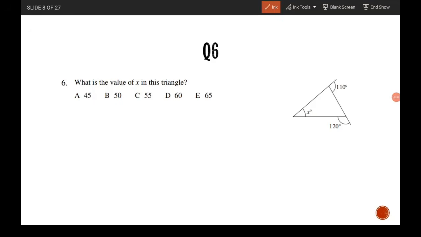Hello, so this is Junior Mathematics Challenge 2015, question 6. What is the value of x in this triangle? And we have the various options there. So there are two concepts we need to consider for this question.